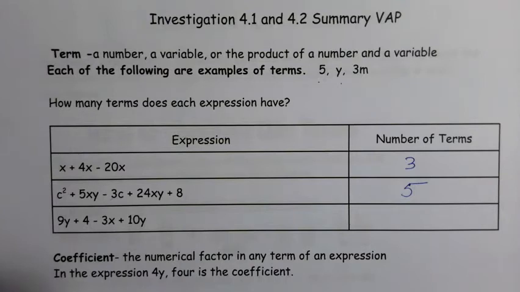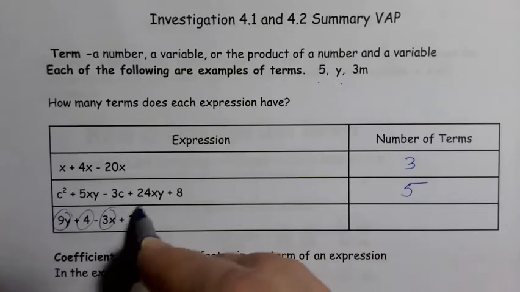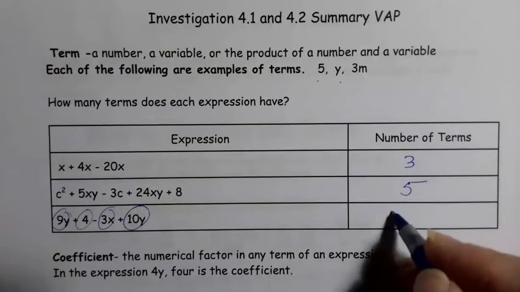9y plus 4 minus 3x plus 10y. Again, each one of these is its own term. So I have 4 terms.